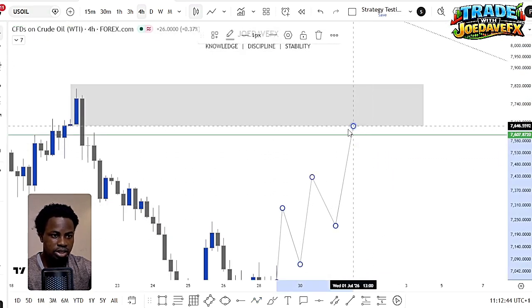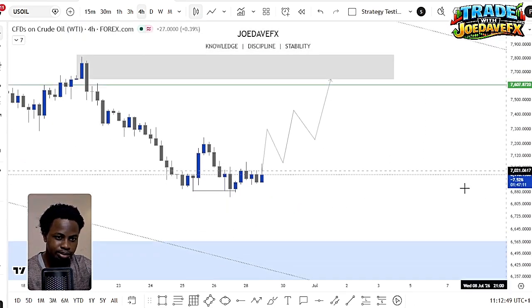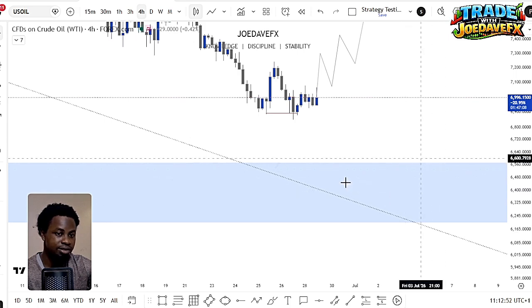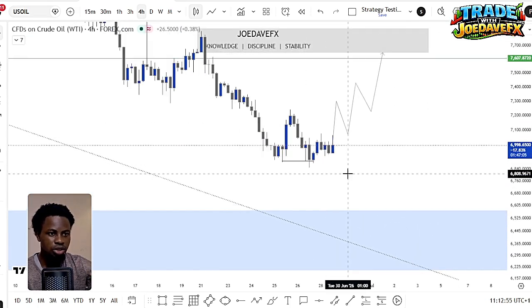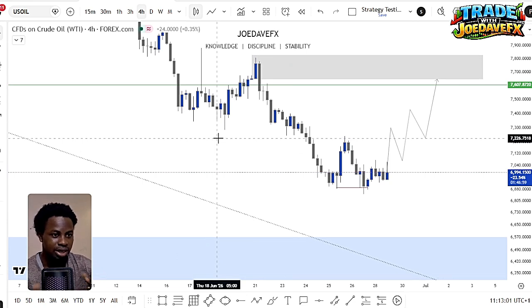And at this very point, this is where I'm going to be looking for my selling opportunity on US oil. And I'm going to be selling right from this point back all the way to the zone we had at this very bottom. So this is what I have for US oil. It's a very clean analysis, and US oil is actually very simple to trade. It's not like other pairs that are mostly complicated.